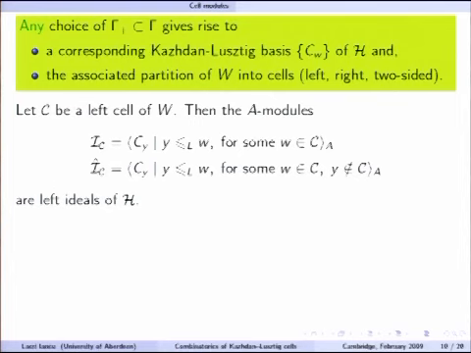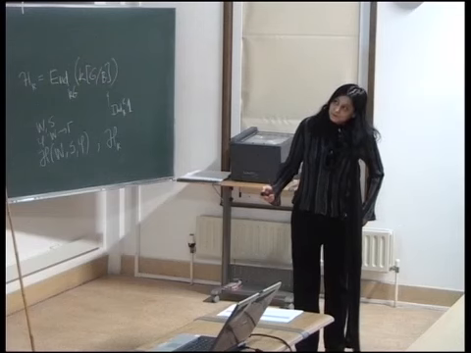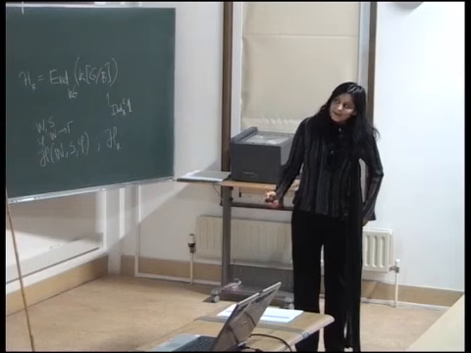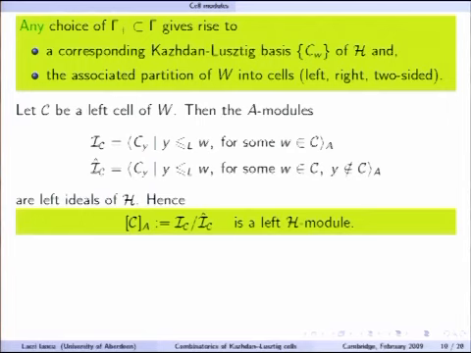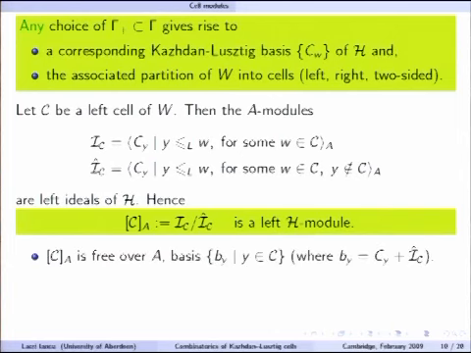Well, it turns out that because of the way this relation is defined, they are both left ideals of H. And because of this, the quotient here is an H module. And it's an H module which is actually free over A. It has a basis, well, it's quite clear, it has a basis indexed by the elements of the cell. So by b_y, for instance, I understand simply the C_y there, plus the lower ideal hat.